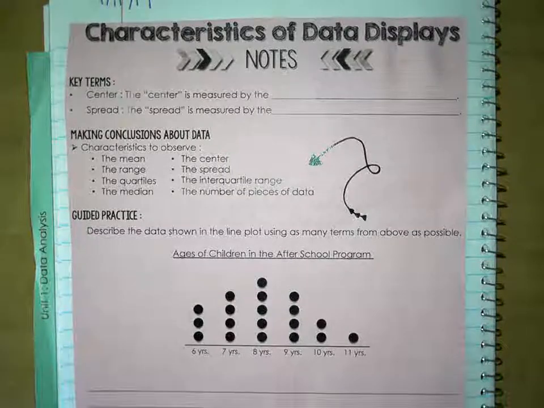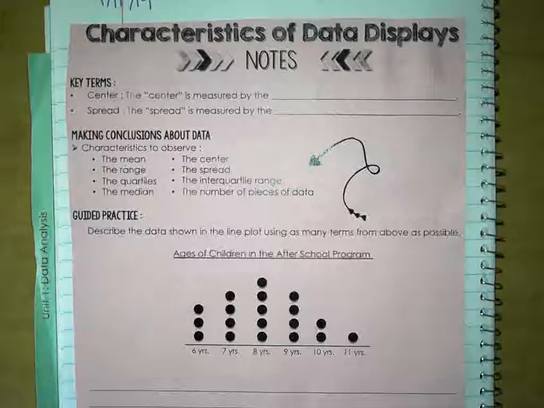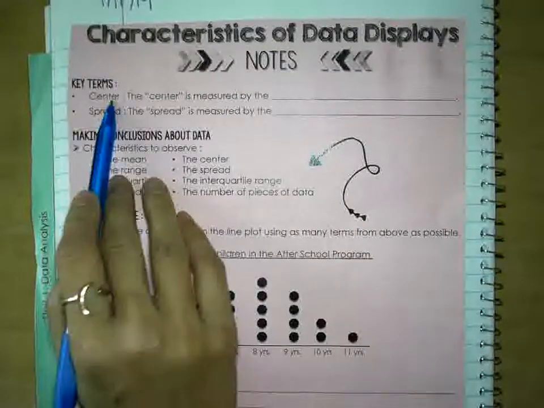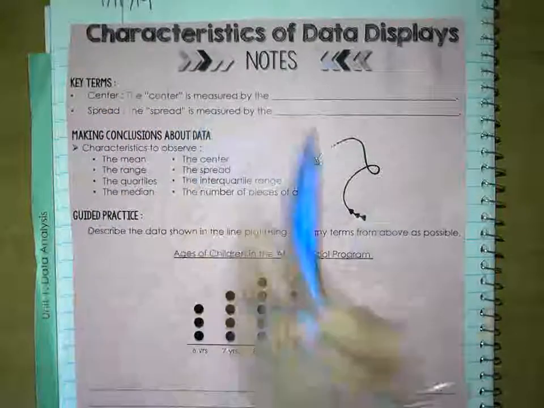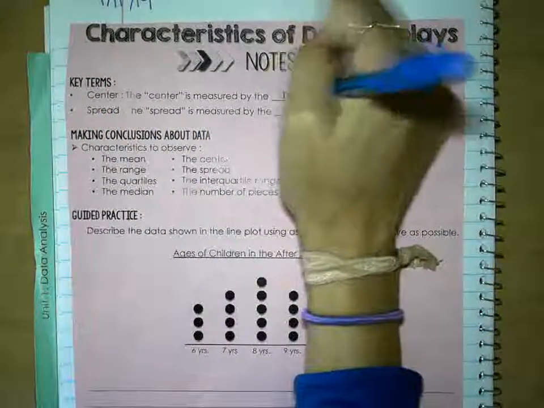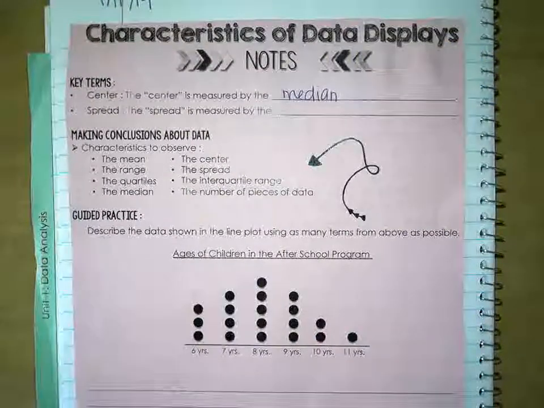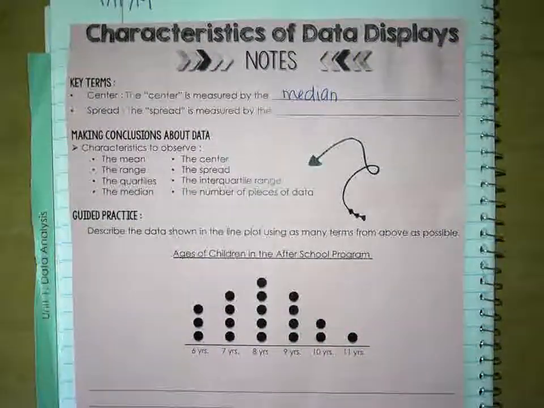So here we go. This is pretty simple, but if you don't remember it, it's tricky. So you do need to make sure you study it like you would study for a test. With this, we have some key terms. We have our center. The center is measured by the median. We all know that the median is the middle number in a set of numbers. Therefore, the center is the median. That's just the way it's always going to work.